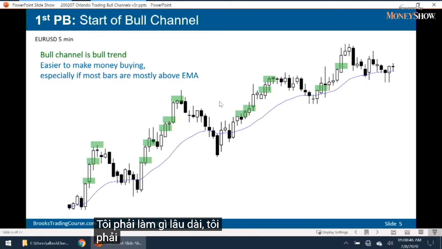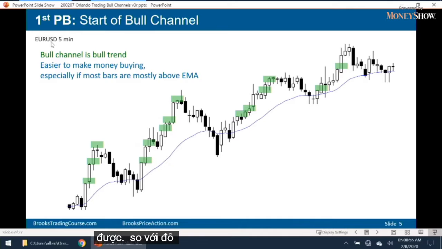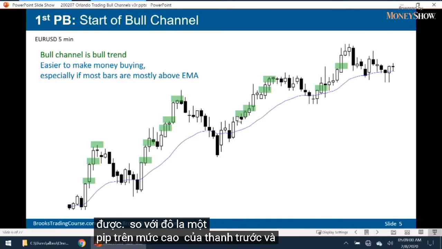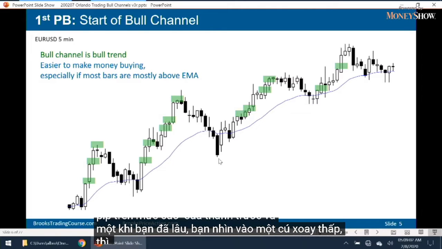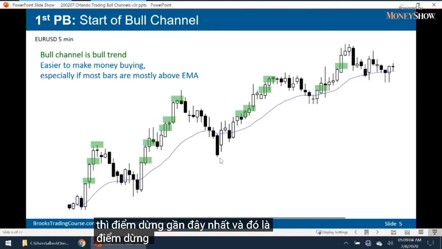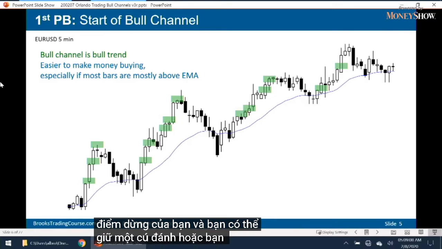The single easiest way to do it is just be ready and look for a bar closing on or near its high and place a stop to buy one tick, or if in this case it's a euro versus the dollar, 1 pip above the high of the prior bar. And once you're long, you look at the most recent swing low, and that's where your stop goes. And you can hold for a swing, or you could scalp out.